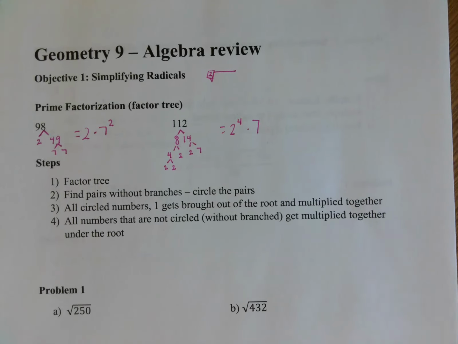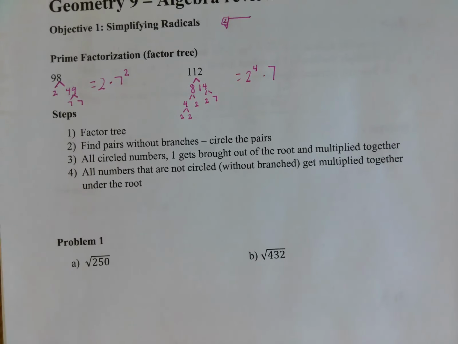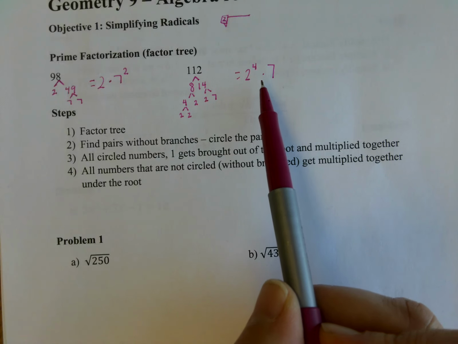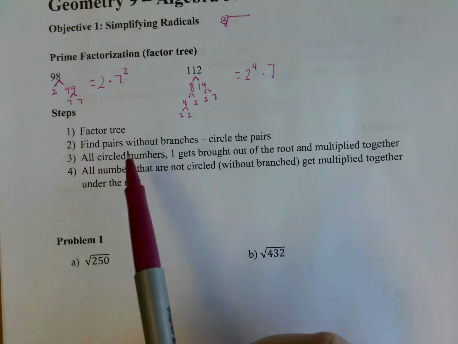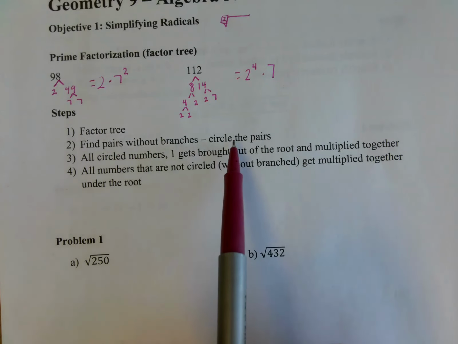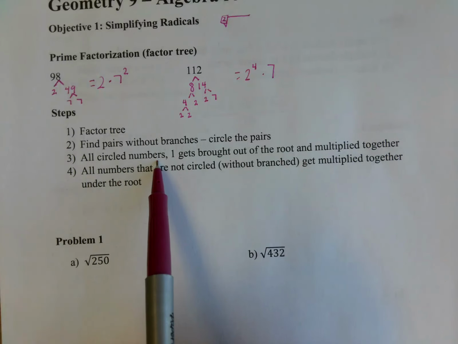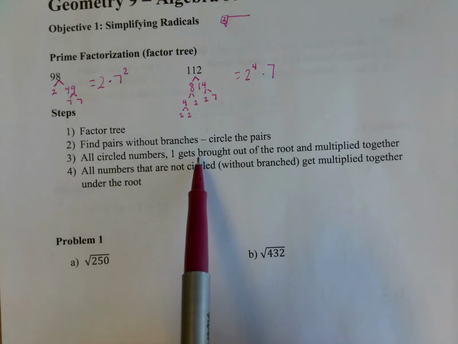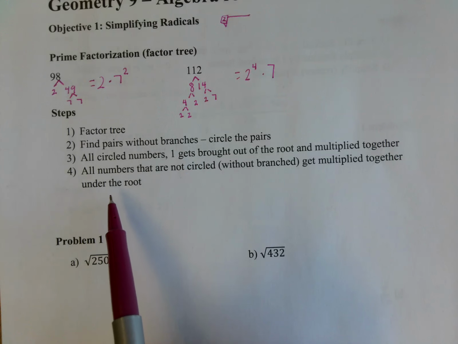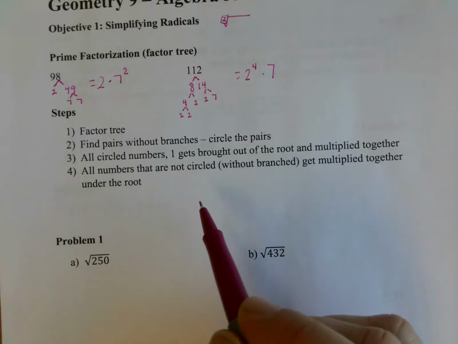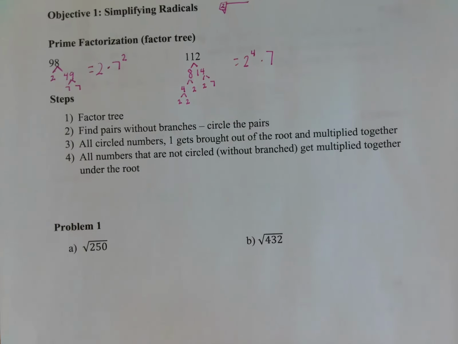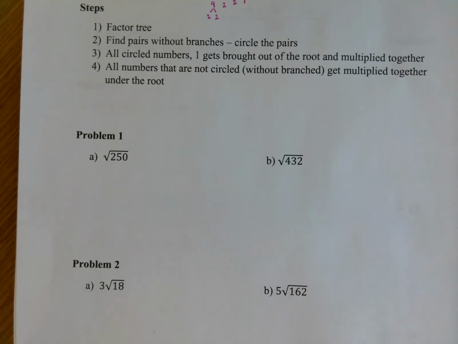So these are the steps. First, we want to do our factor tree. When we do this, I'm going to show you both how to rewrite it or just working off the tree. You find pairs without branches and you circle the pairs. All circled numbers, one number gets brought out of the root and multiplied together. All the other numbers that are not circled stay within. So now I'm going to do the first one, and then you're going to do the second one.